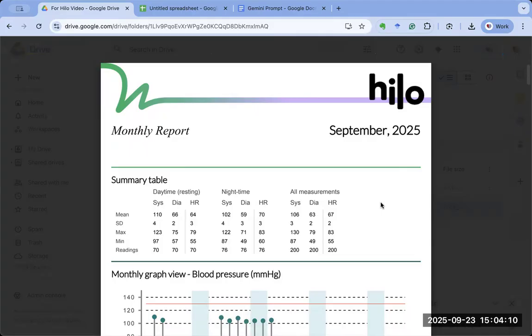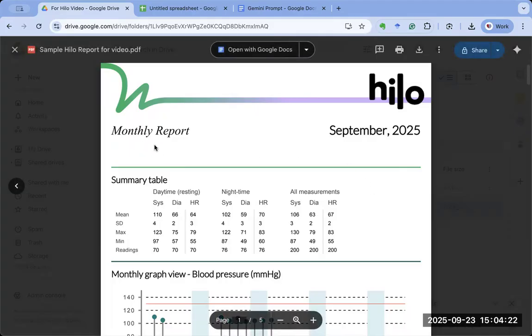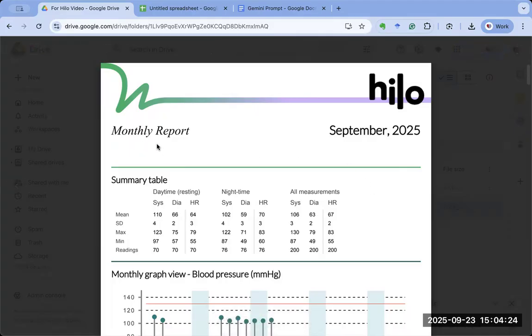This is a report that most of you have seen. Hilo was earlier called Aktiia, now it's called Hilo. I'm showing you this report, and as you can see, I have deleted the person's name and age and all those details just to maintain privacy. This is the report that you export from your Hilo device when it says you can generate a report, and you have the option of either view or share.